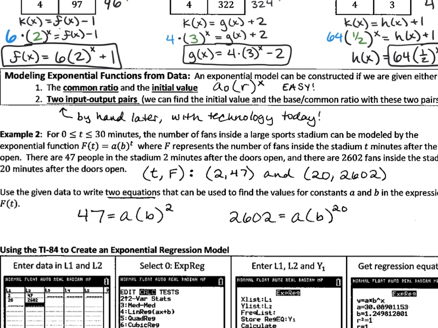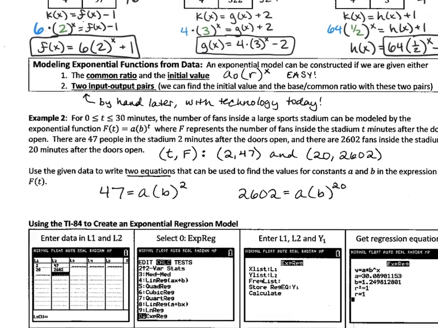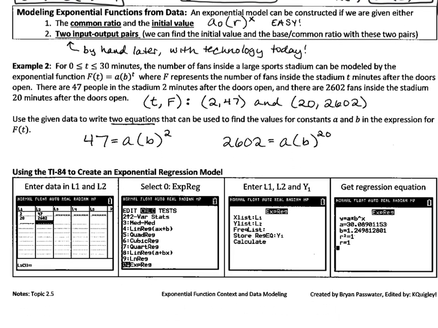This is something you'll see on free response questions on the AP exam, being able to do this by hand, but we haven't learned how to do that yet. So we're going to use technology. So just to make sure we understand these kinds of questions, example 2 is basically just setting you up for success for the future. It says, for 0 to 30 minutes, the number of fans inside a large sports stadium can be modeled by the exponential function f of t equals a times b to the t, where f represents the number of fans, f for fans, makes sense, inside the stadium t minutes after the gates open.